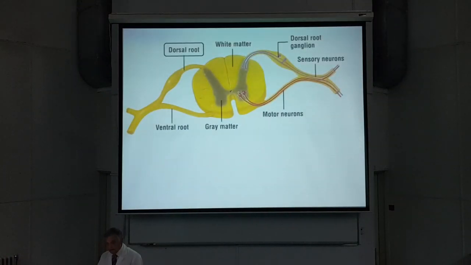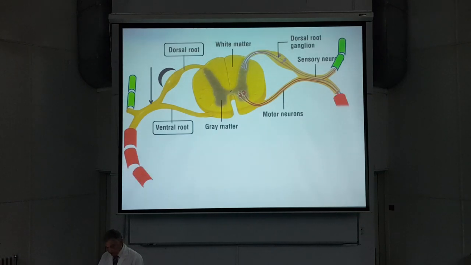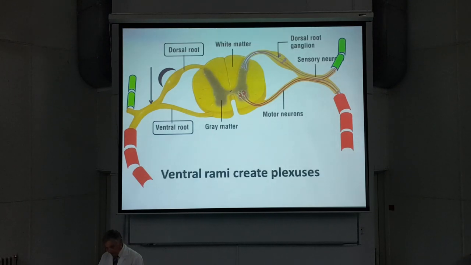Again, dorsal root ganglion, ventral root motor, the spinal nerve is short, the dorsal ramus is going to the back of the body, but the ventral ramus of the spinal nerve comes anteriorly, and these ventral rami create plexuses. Rearrangement so that they reach the target muscles in a correct way.